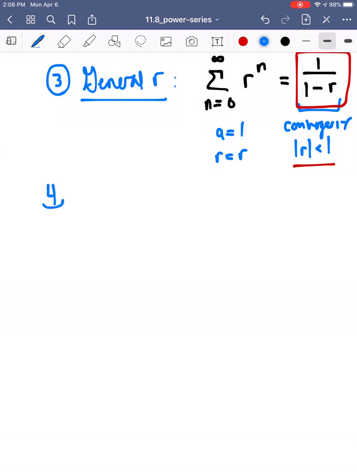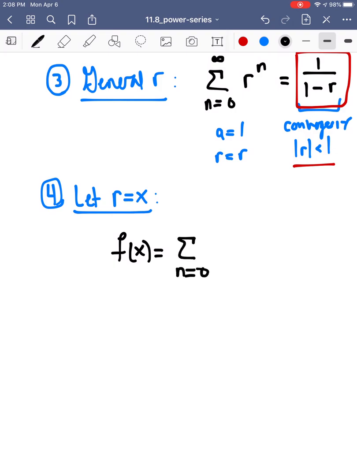So the next thing, let r equal x. And let's call this a function now. Say I have a function of x. And again, I'm just taking our geometric series that we just analyzed from n equals 0 to infinity, and I'm just replacing those r's with x's. And this is looking more along the lines of a power series.